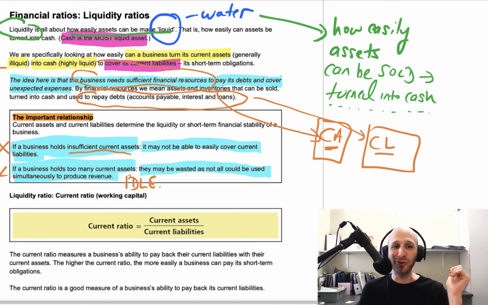So if we finally look at the ratio itself, this is the liquidity ratio. It's called the current ratio. It's also referred to as the working capital ratio. All of these things refer to the same thing.